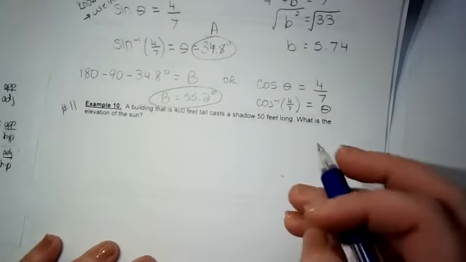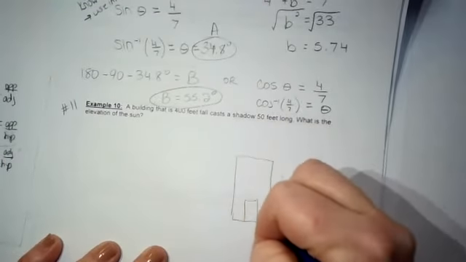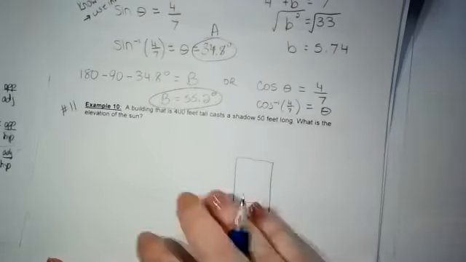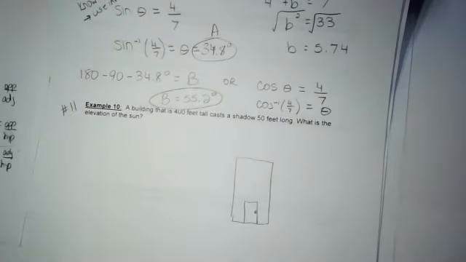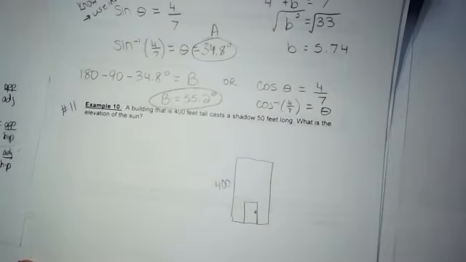Okay, so we have a building. Just make a little building. Here's your building. Here's your little door. There's your building. He is 400 feet tall. He's going to cast a shadow 50 feet long. All right. What is the elevation of the sun? Okay, y'all all just looked at me like I said, what color underwear am I wearing? No. Okay, it's just throwing it out there.